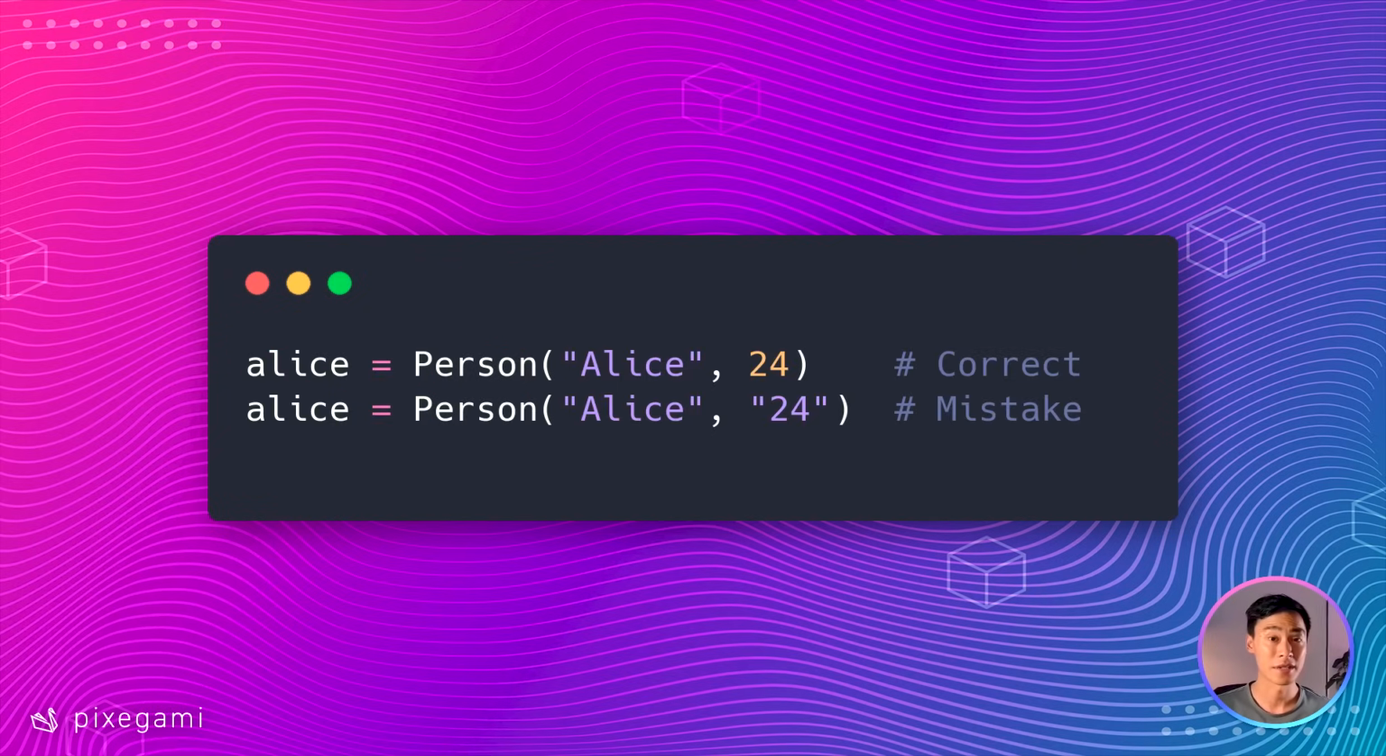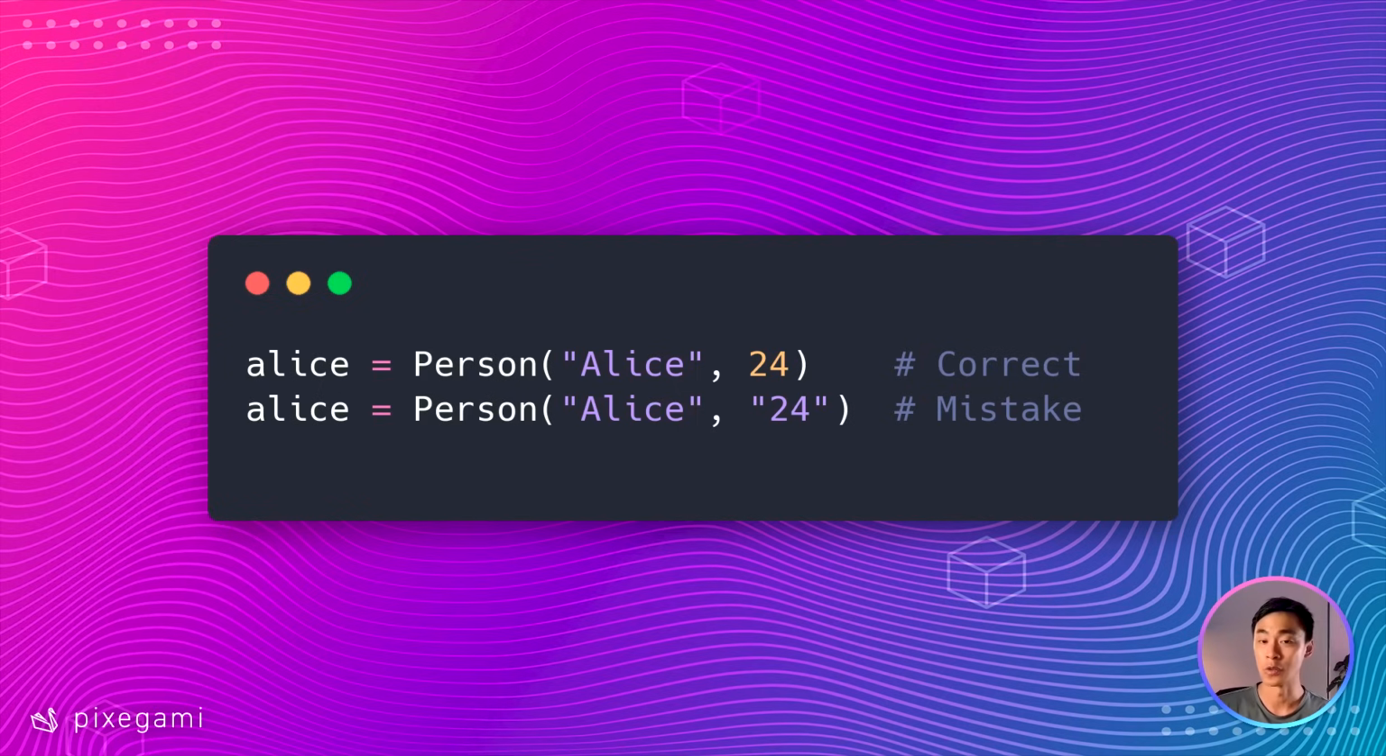But the biggest downside of using dynamic types by far is that it allows you to accidentally create an invalid object. By that, I mean an object with values that it shouldn't be allowed to have. For example, here I'm trying to create a person, and the second argument is supposed to be age, so it's supposed to be a number. In the first example, I created correctly with 24 as an integer, but in the second example, I created with 24 as a string. And both of them might work at the beginning.